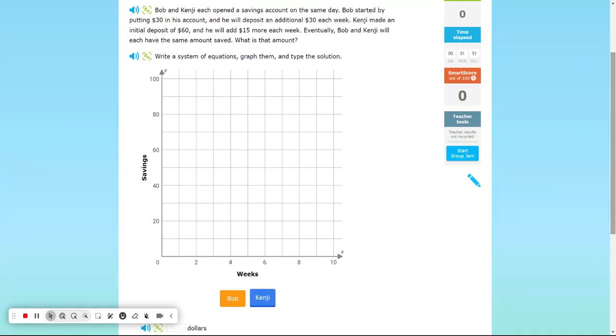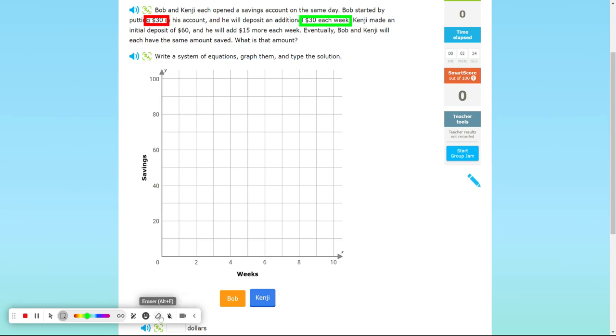Bob and Kenzie each opened a savings account on the same day. Bob started by putting in $30. So this is a set value, $30. And he deposits $30 per week. So the money every week is going up, so this value will be the m.